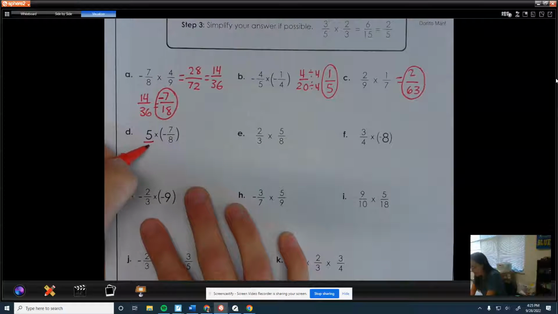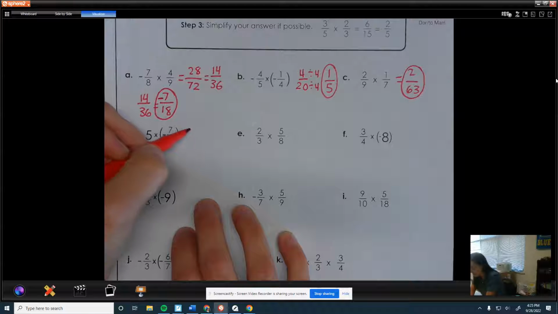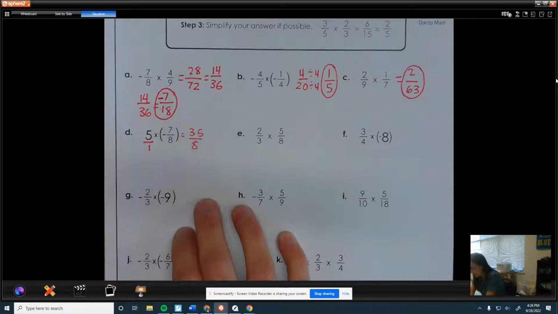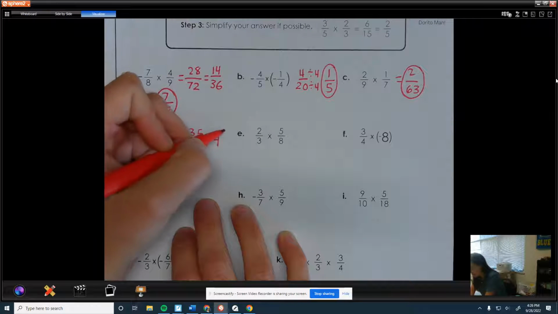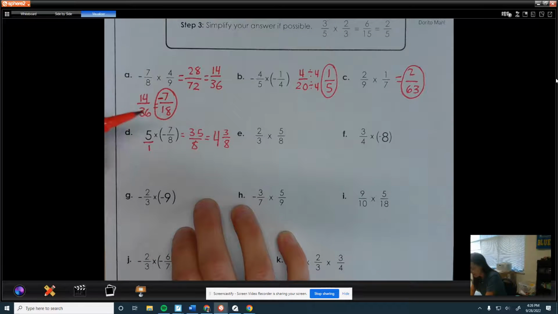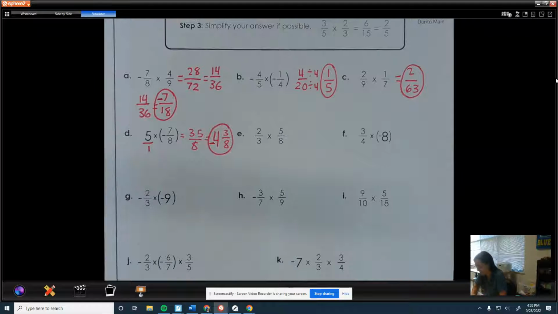All right, letter D. Let's stick a 1 under the 5, and then we can multiply across. 5 times 7, 35. 1 times 8 is 8. And let's see, that would be 4 and 3/8. And it would be negative. Negative 4 and 3/8.